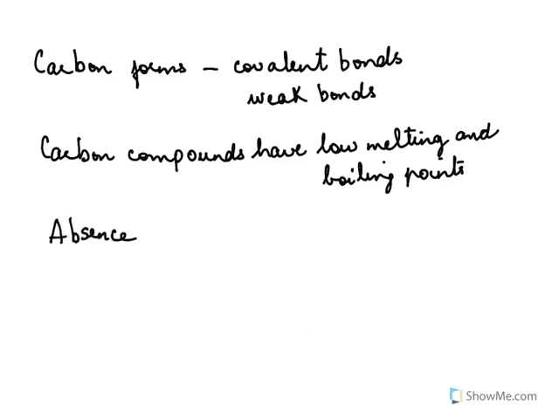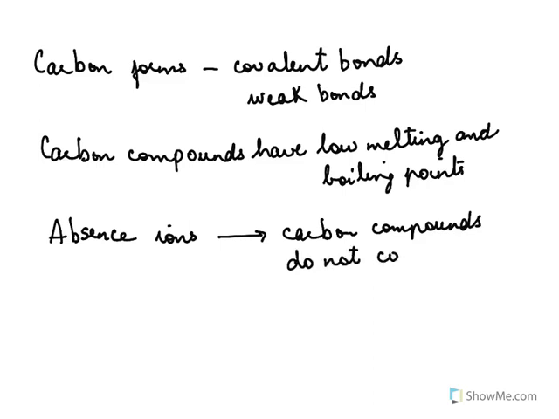There is no transfer of electrons, so there are no ions. Because of the absence of ions, carbon compounds do not conduct electricity. In order to conduct electricity, the substance should have ions. And since carbon compounds do not have ions, they do not conduct electricity.